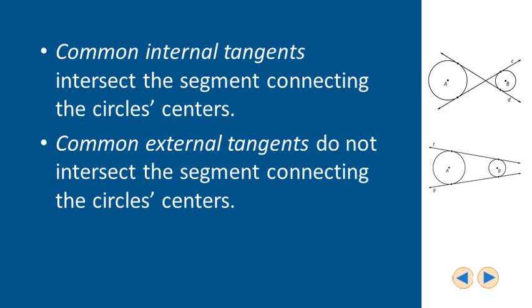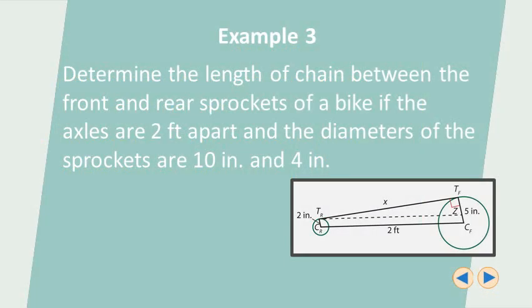The bottom ones are common external tangents because if we draw this segment connecting A and B, the circle centers, lines F and G do not intersect segment AB. And so this is the difference between a common internal tangent, the one at the top, and a common external tangent. All right, example 3.